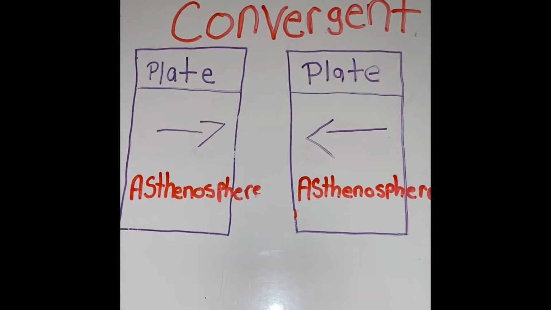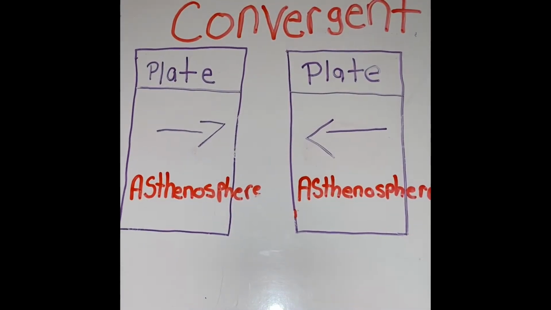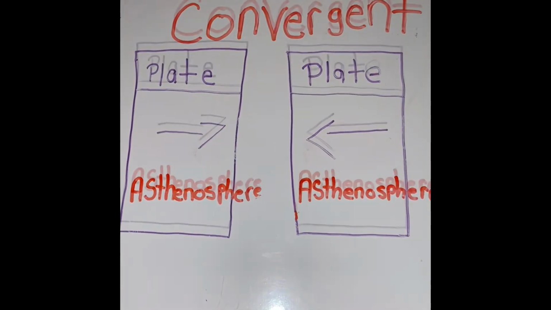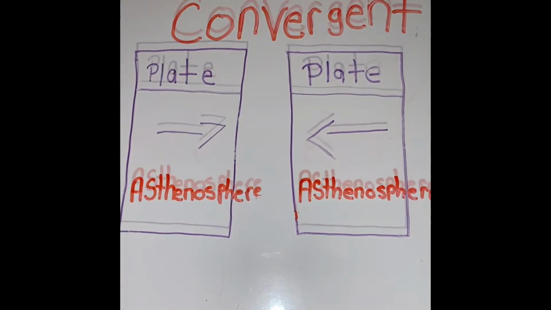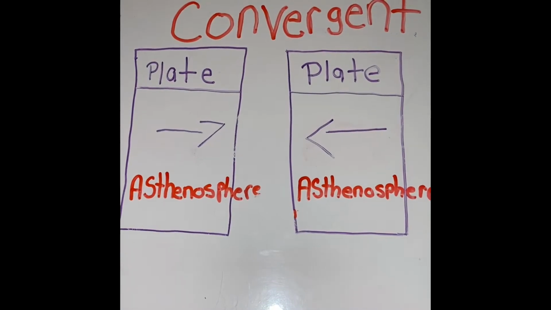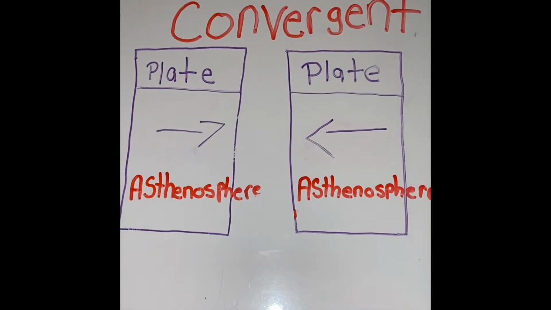So this is a convergent plate, and these plates move towards each other, as you can see by the arrows. And these plates are usually in subduction zones and in mountain building.